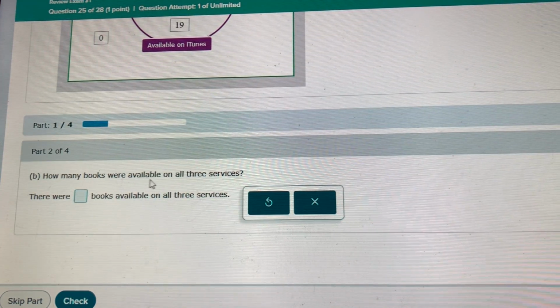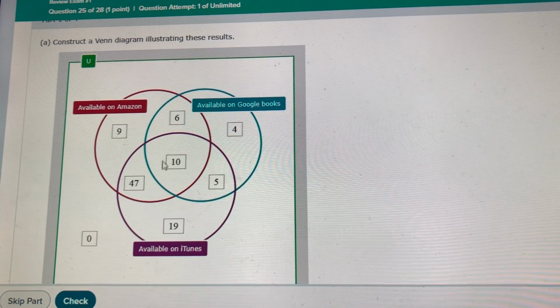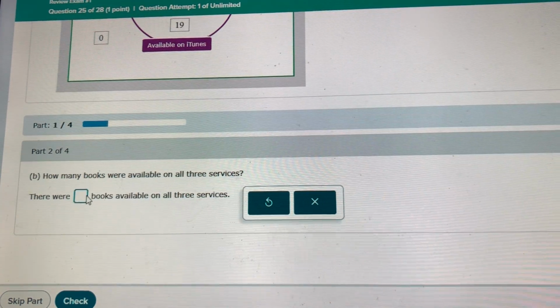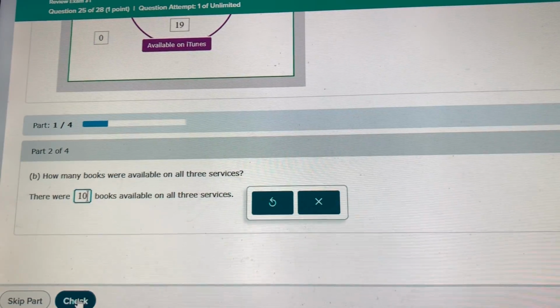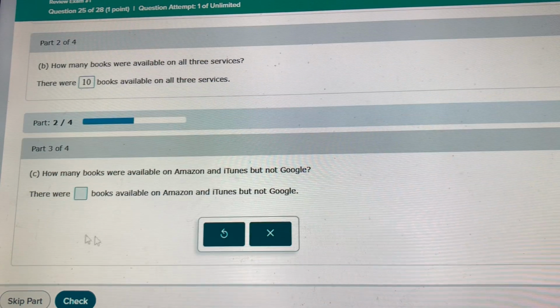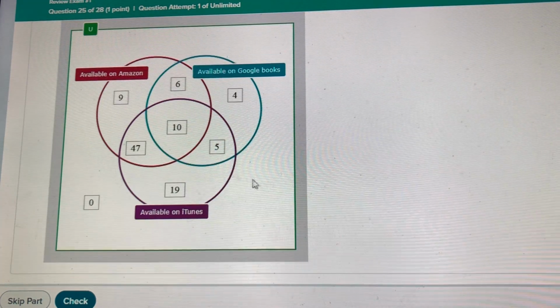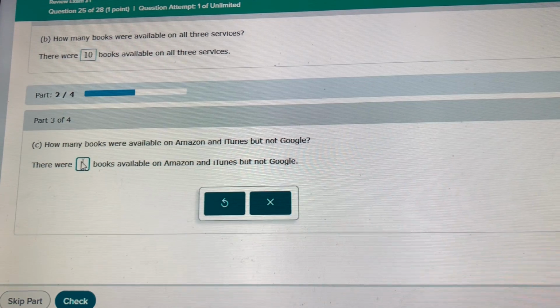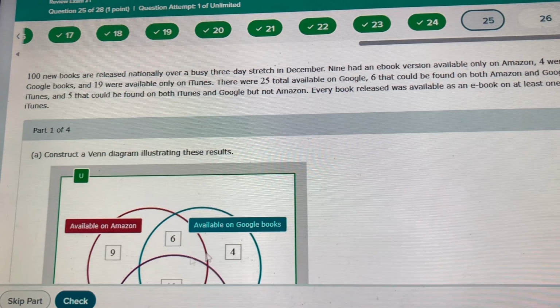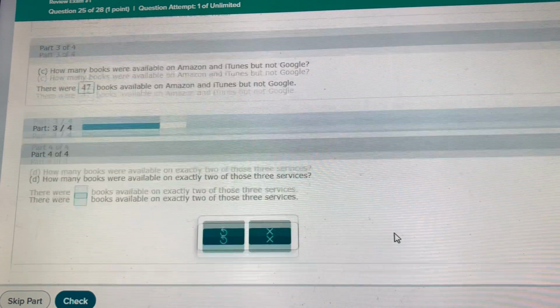So how many books are available on all three? That's this middle portion right here, 10. The all three is always the very middle portion. How many books are on Amazon and iTunes, but not Google? See, this is what they didn't tell me, and I really wanted to know that. That was 47. But you can't solve these unless there's only one unknown. If there's two unknowns, you're kind of stuck, and that's what happened to me for a second.